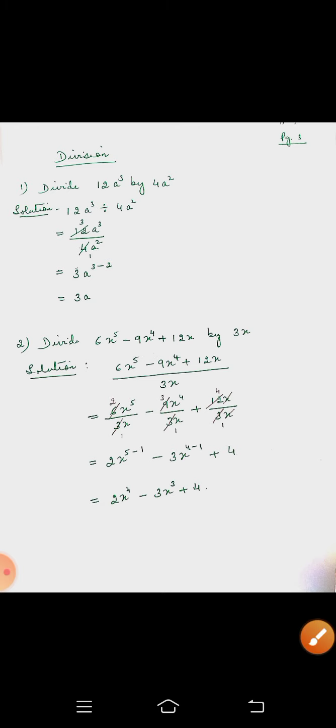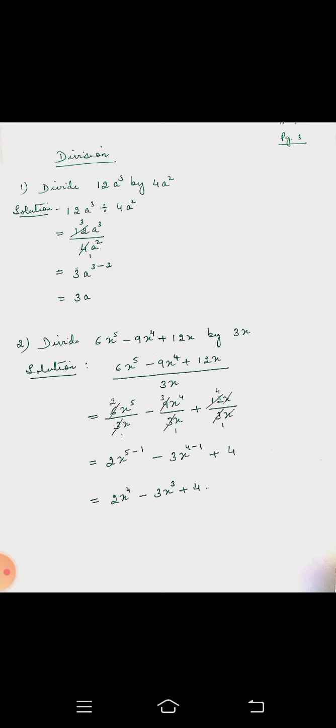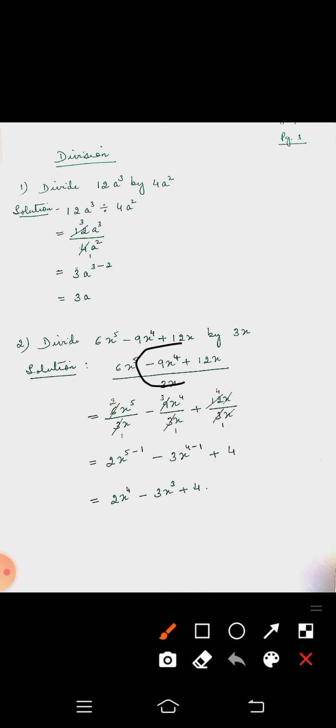Alright, now all these terms, there are 3 terms, all the terms have to be divided by the divisor, that is 3x, and you need to write them separately. Here 6x to the power 5 divided by 3x, it's written here. Similarly, minus 9x to the power 4 divided by 3x, it's here, and you have here plus 12x divided by 3x, it's here.